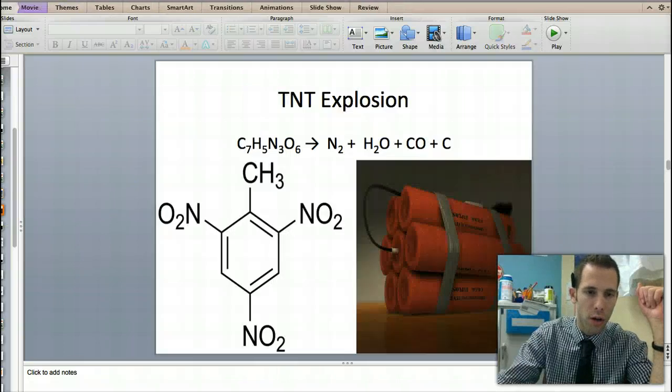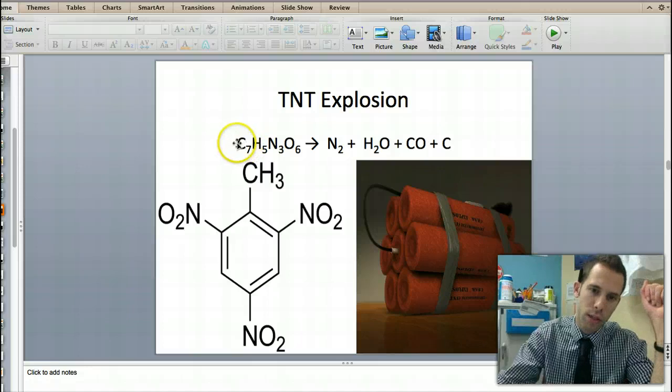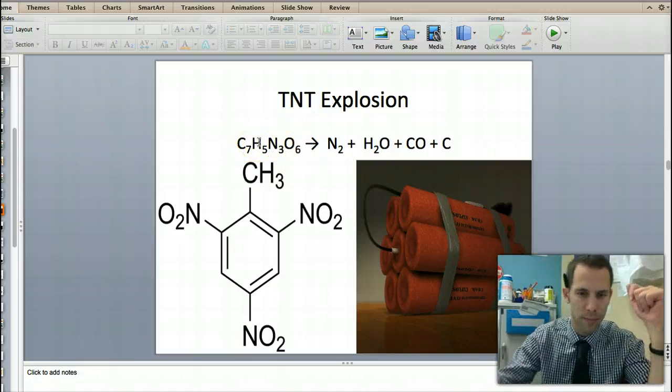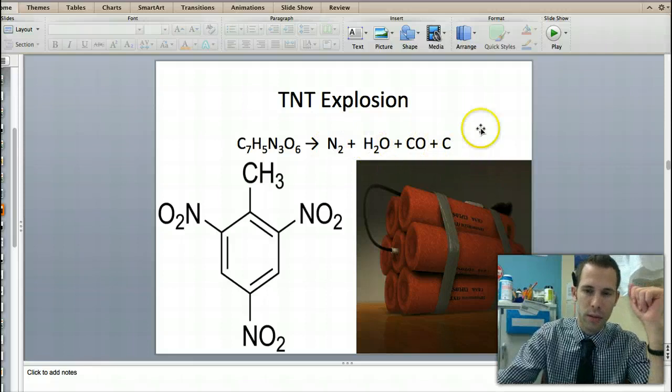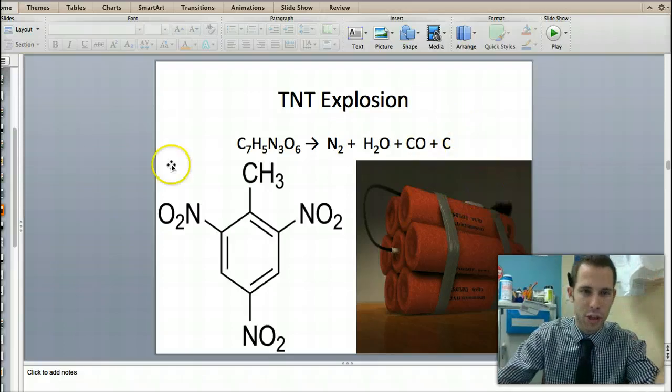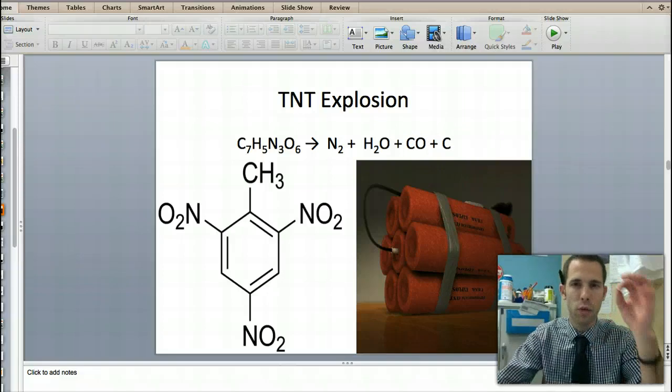TNT, also known as trinitrotoluene, right here. These three nitro groups attached to the toluene, which is the CH3 and the benzene ring, right there, results in a C7H5N3O6 chemical formula, and that's TNT right there. Now, with this TNT, when you blow it up, you get nitrogen gas, water, carbon monoxide, and carbon residue. Now, this is a chemical reaction in its most basic form. It's a skeletal chemical reaction, but we're going to have to do a lot more than just that.